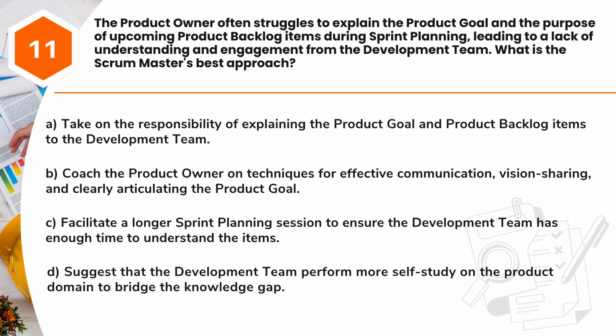The product owner often struggles to explain the product goal and the purpose of upcoming product backlog items during sprint planning, leading to a lack of understanding and engagement from the development team. What is the Scrum Master's best approach?